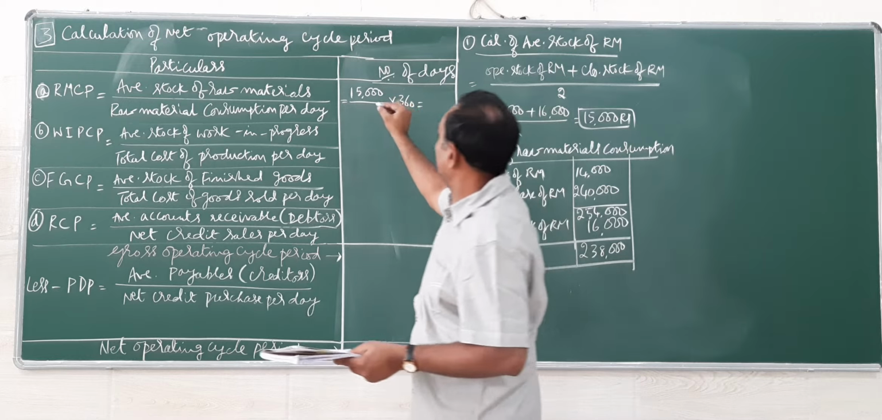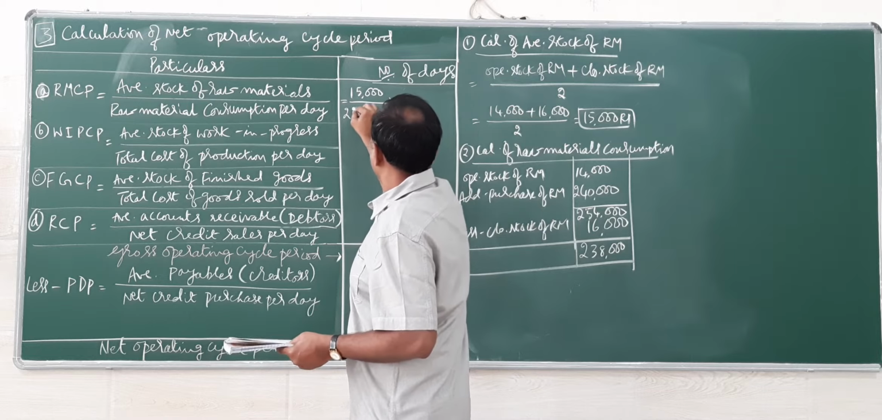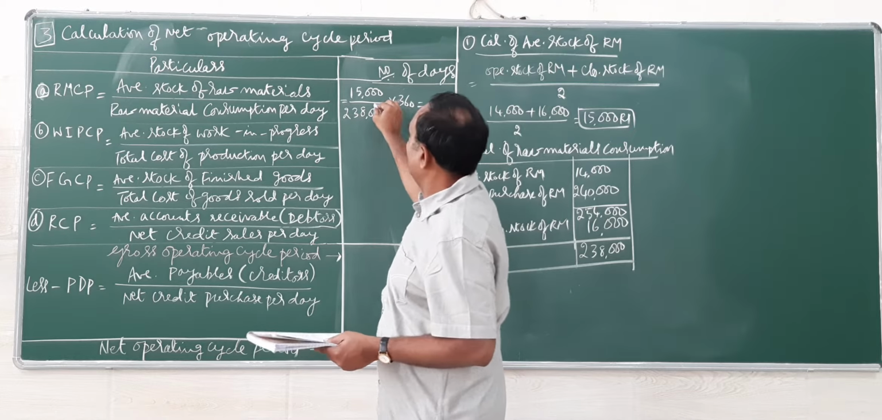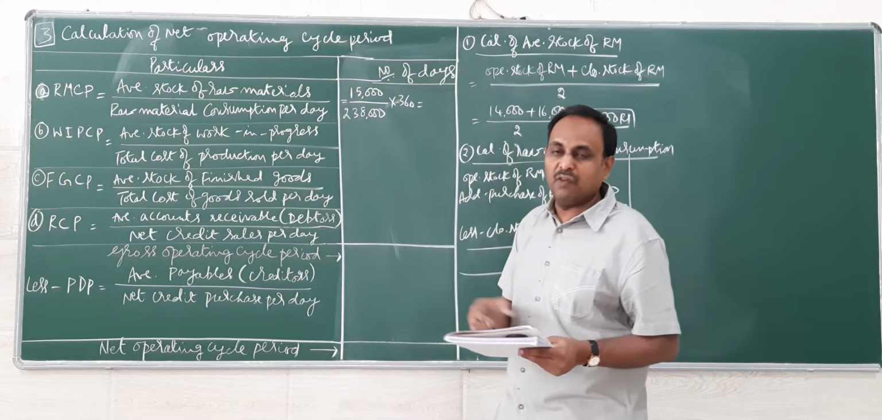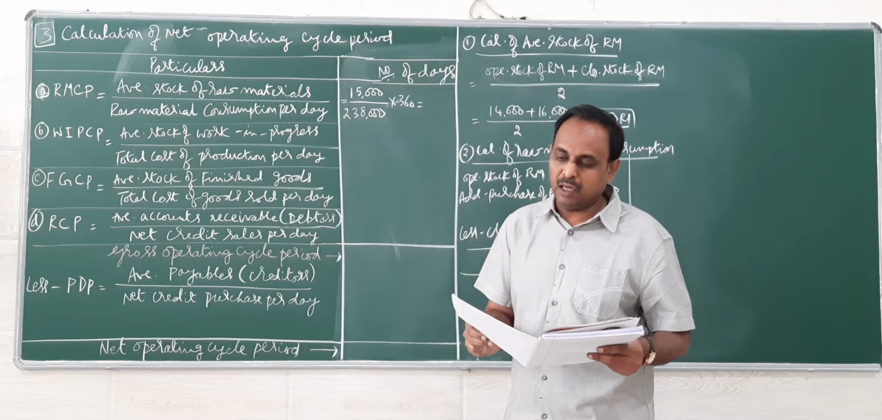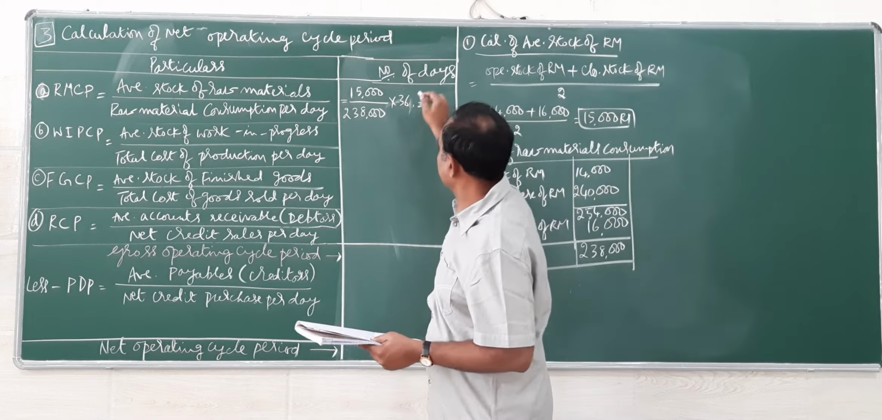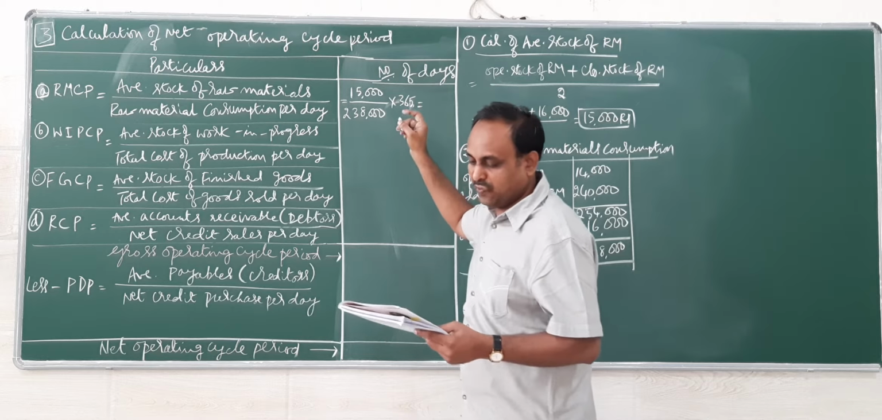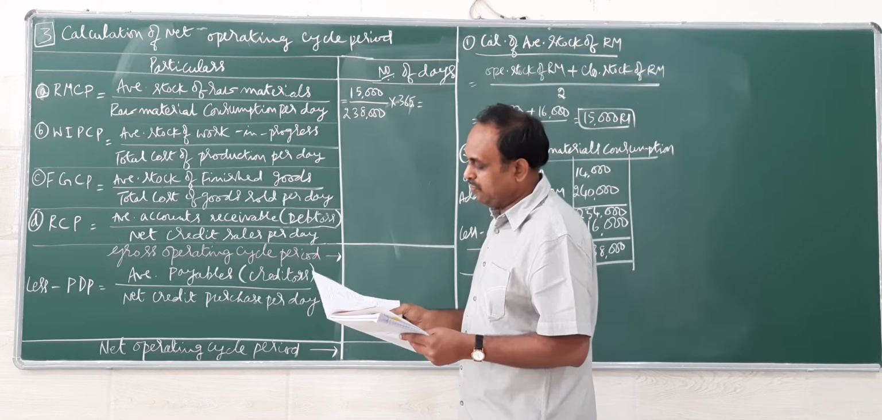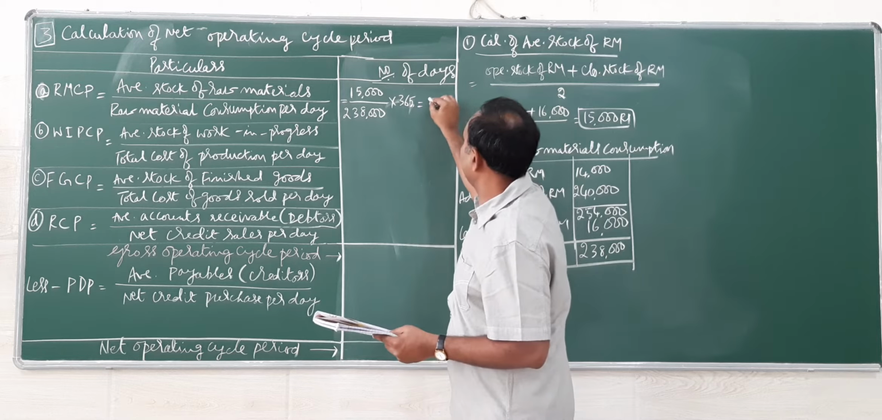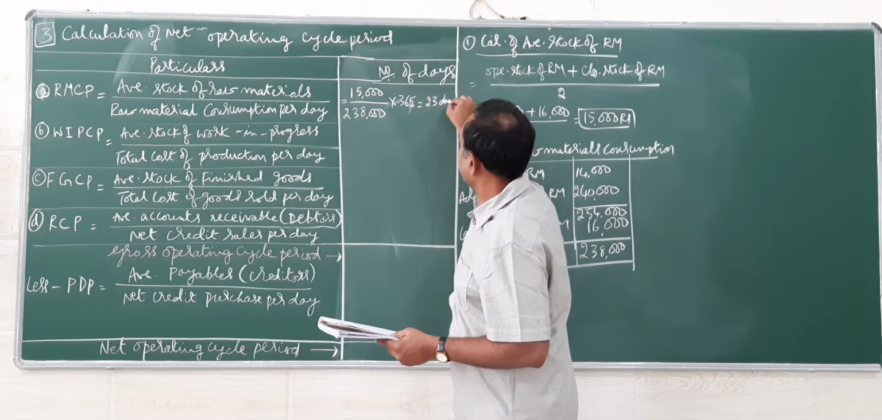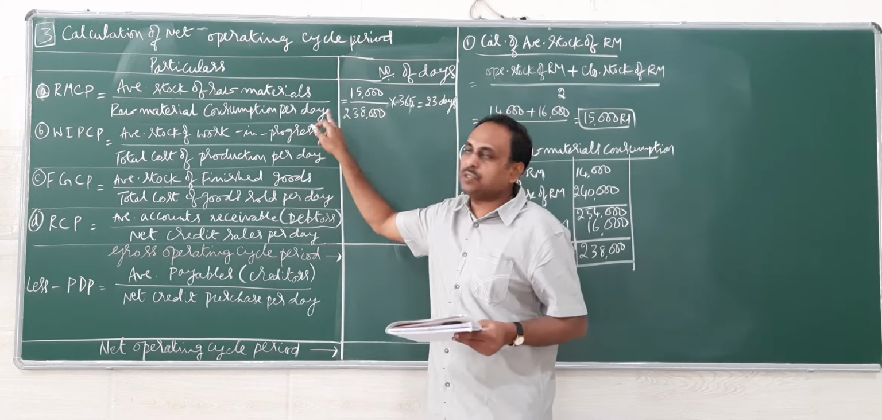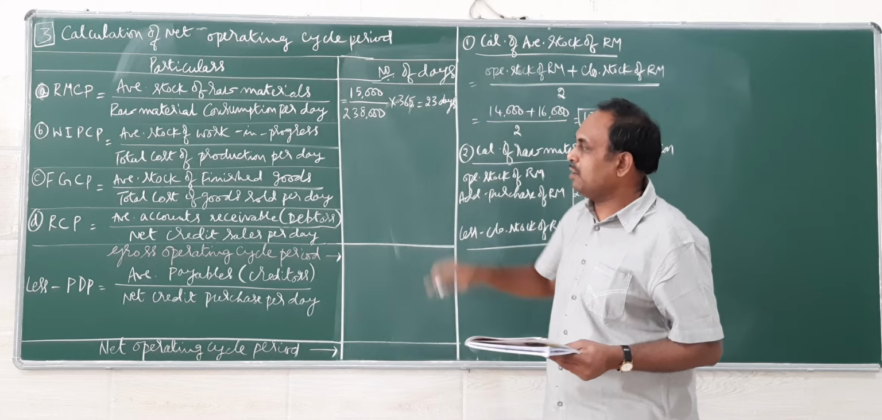So we have to substitute that here, 2,38,000, and as I told, if nothing is given, we have to take 365 days. Nothing is given here, so if we take 365 days, we are going to get a value of 23 days as the raw material conversion period.